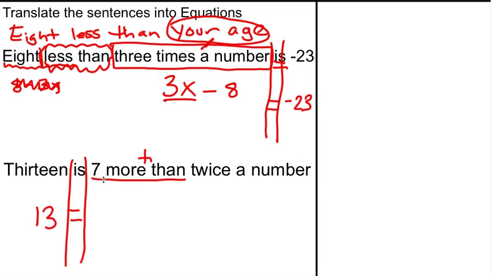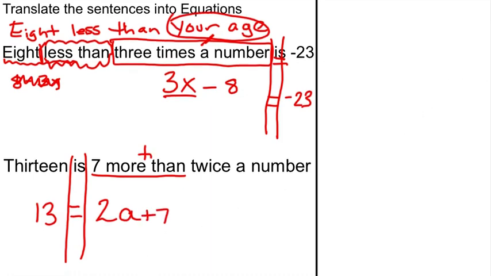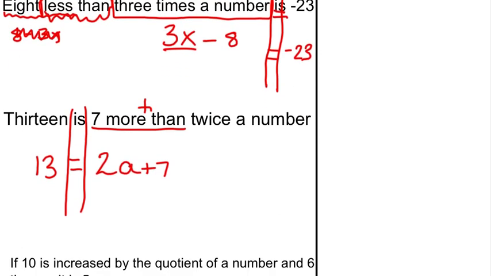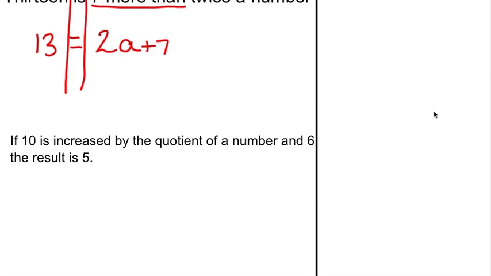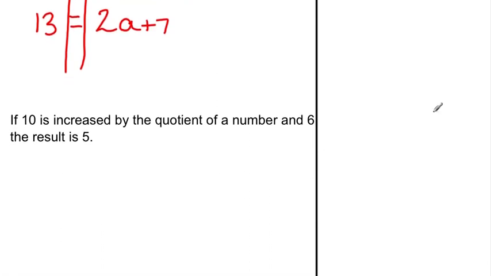What am I going to add it to? Twice a number. What number am I talking about? Don't know. Could be anything. But twice that is times 2. So let's take 2 times a. 2, twice a number. 2 times a. 7 more than that. Add 7. And that's it. That would be it. For some of these, you would also have to solve it. But some of them might just say write. Some of them might say solve. Okay, let's go to the next one, slowly scrolling on the screen here.